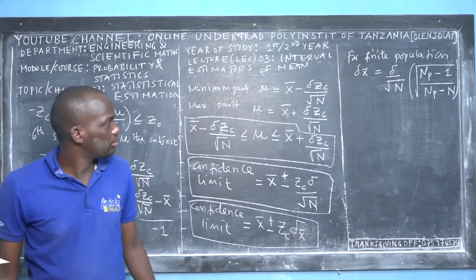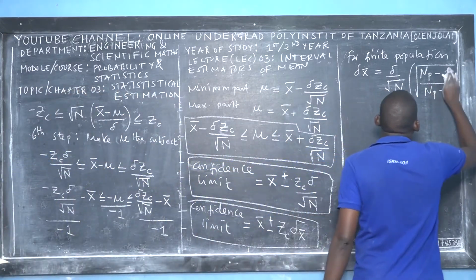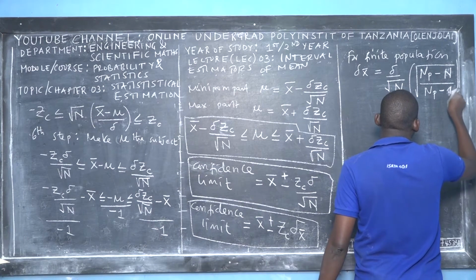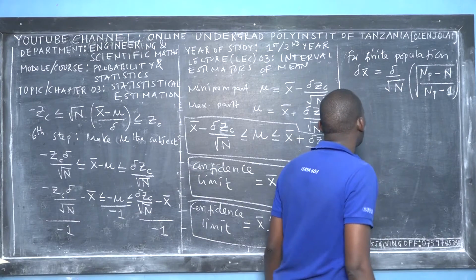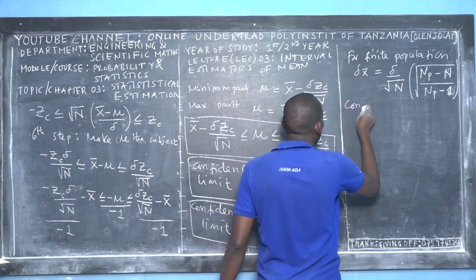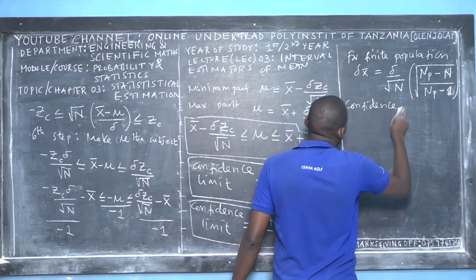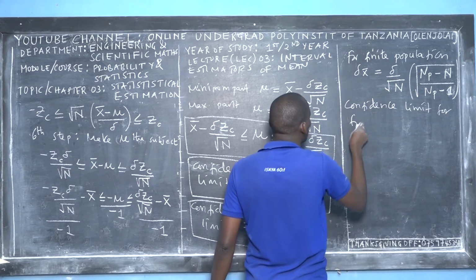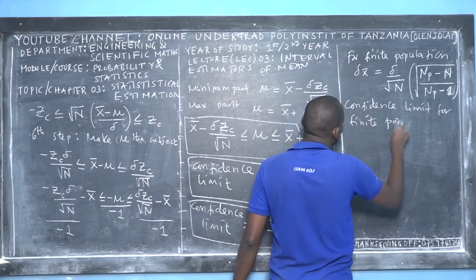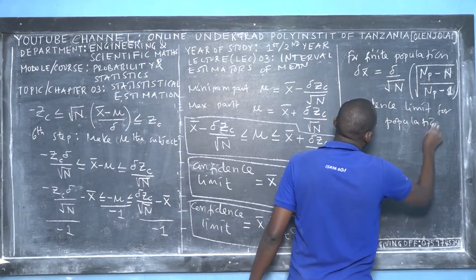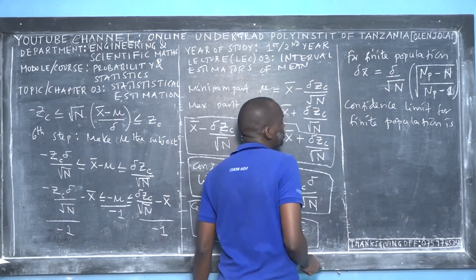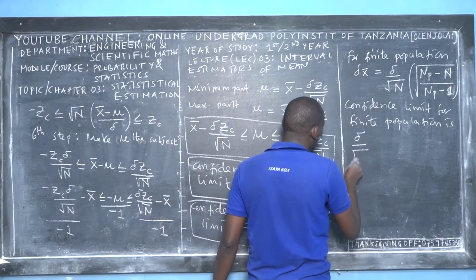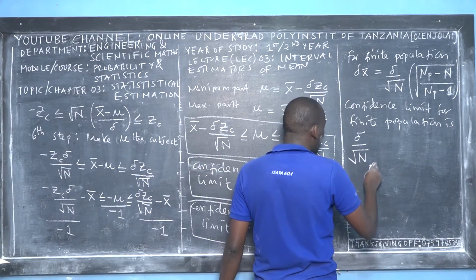Okay? No, this is vice versa. So here we have, in the numerator, the sample size, and here we have minus 1. So it means that the confidence limit for finite population, in case you are given a finite population, is given as what? For finite population, we say that this is given as the standard deviation over the square root of the sample size.